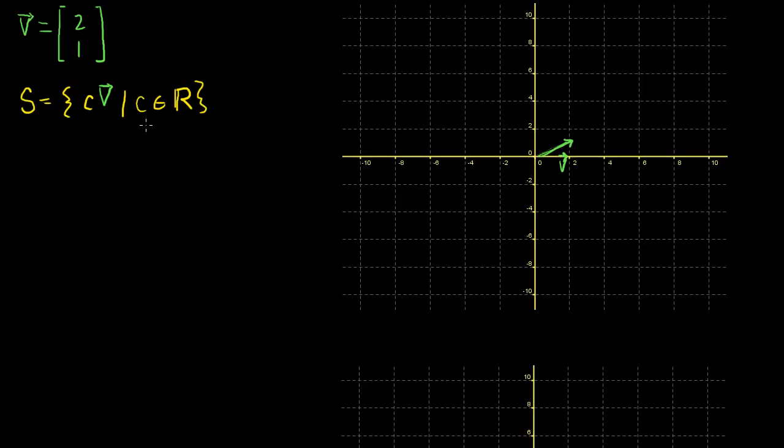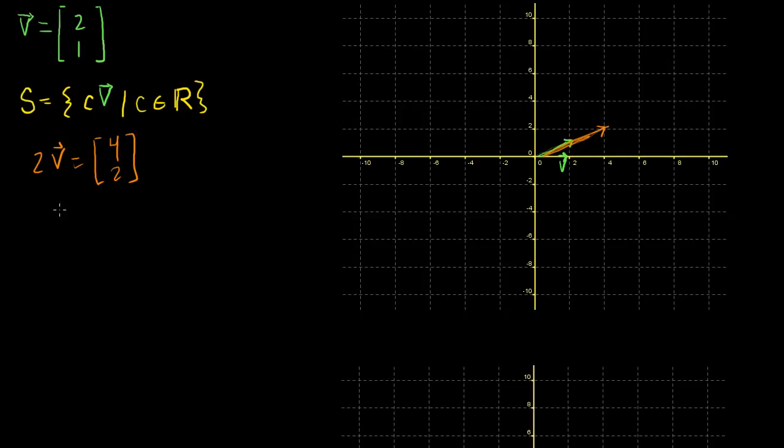Well, if we draw them all in standard position, c could be any real number. So c could be 2. If I do 2 times our vector, I'm going to get the vector 4, 2. Let me draw that in standard position. 4, 2. It's right there. That vector is collinear with this first vector. It's along the same line, but it just goes out further.